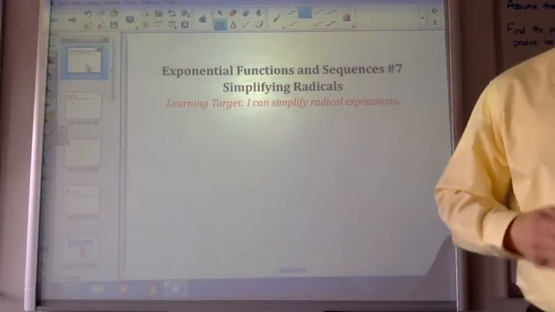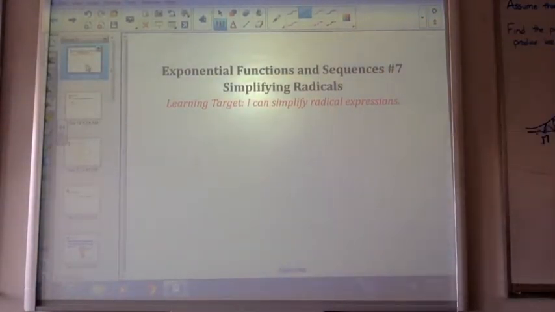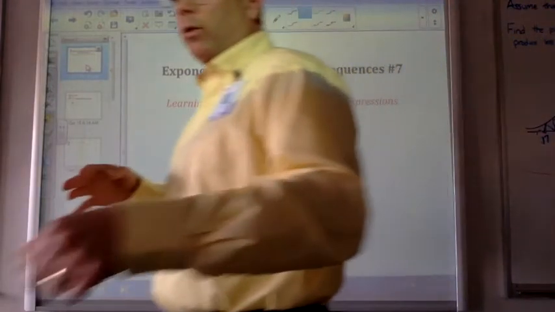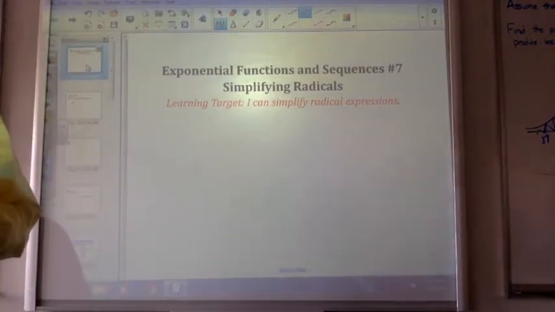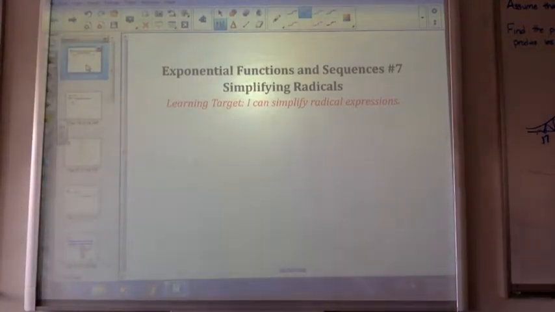Okay. Exponential functions and sequences, simplifying radicals. So we're going to simplify a radical, okay? So we're going to go slow through it. It'll take us the rest of the period to get through this, but I want to make sure you have an understanding of it, okay? So can I move to the next slide?